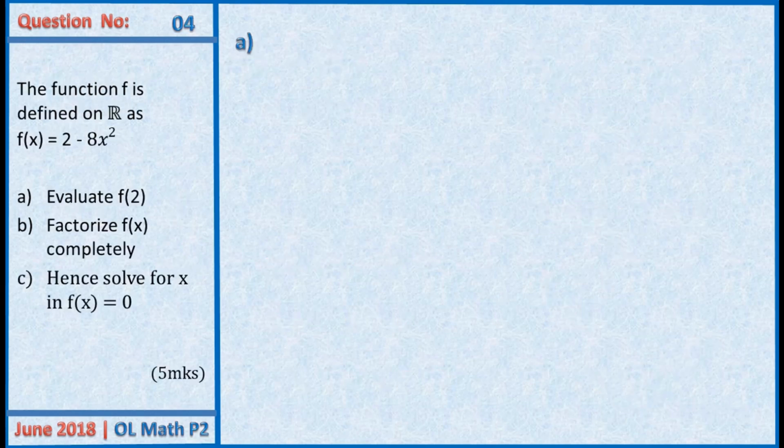Question 4. The function f is defined on the set of real numbers as f of x equals that. Evaluate f of 2. F of 2 will be equal to 2 minus 8 into 2 squared, and that gives us 2 minus 32, which equals minus 30.